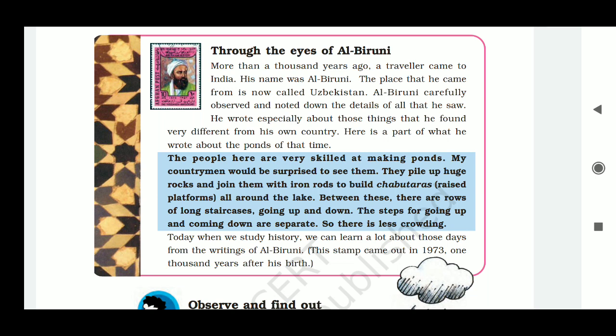In order to avoid overcrowding. Today when we study history, we can learn a lot about those days from the writings of Albiruni. This stamp came out in 1973, 1,000 years after his birth.